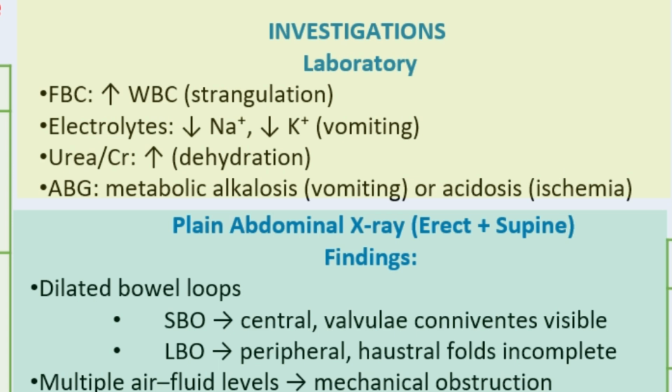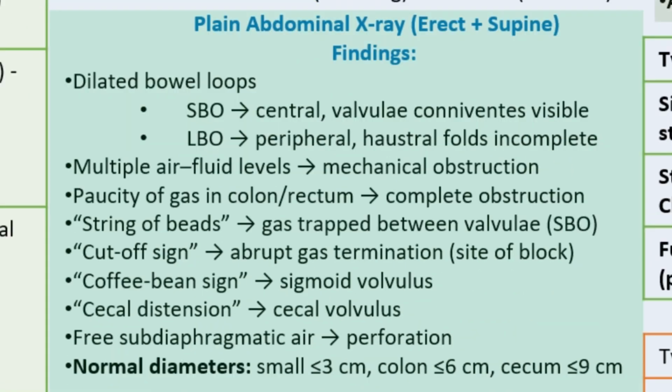Then when we do an abdominal X-ray, we're going to see the dilated bowel loops, and in small bowel obstructions, they are central and they have the valvulae conniventes visible. Whereas in large bowel, the loops are going to be peripheral, and they are going to have haustral markings, which are not the valvulae conniventes. Then on the X-ray still, we can see multiple air fluid levels, which signify that we have a mechanical obstruction. Sometimes we can see gas in the colon or rectum, and this one will signify complete obstruction.